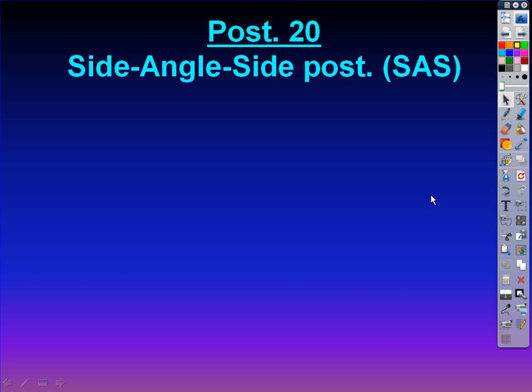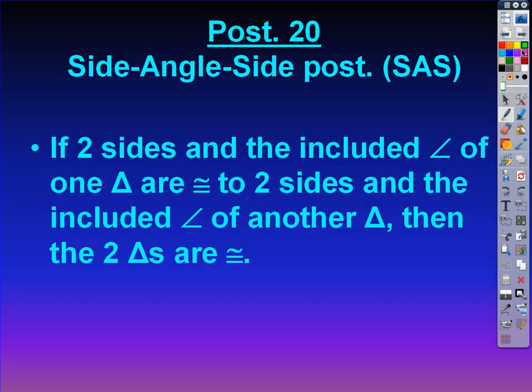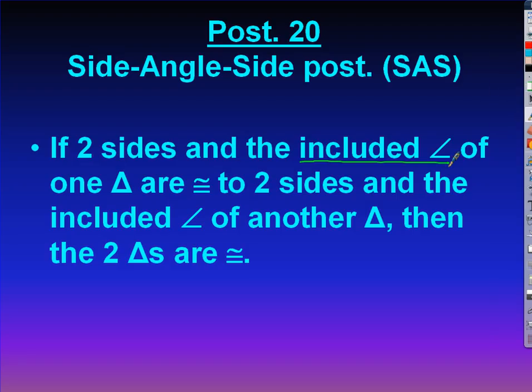Okay, here's another one. So we got side, side, side. Now we get side, angle, side. And the position of the A is important here. It has to be between the S's, because what this really says, the side, angle, side postulate says, if two sides and the included angle of one triangle are congruent to two sides and the included angle of another triangle, then the two triangles are congruent. What do we mean by included angle? Like the degree of it?